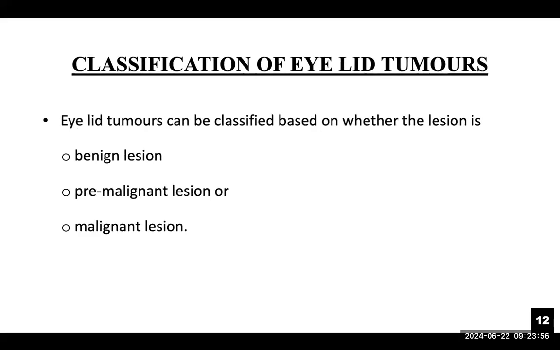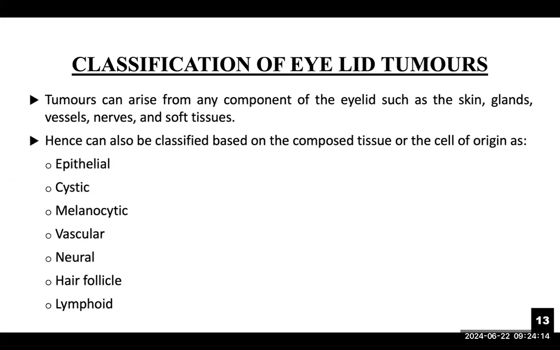So now moving on to the classification of eyelid tumors. Eyelid tumors can be classified based on whether the lesion is a benign one, a pre-malignant lesion, or a malignant lesion. Now, tumors can arise from any component of the eyelid, such as the skin, the glands, the vessels, nerves, and soft tissues.